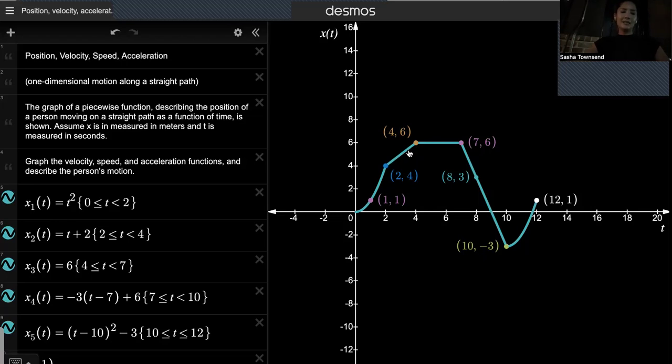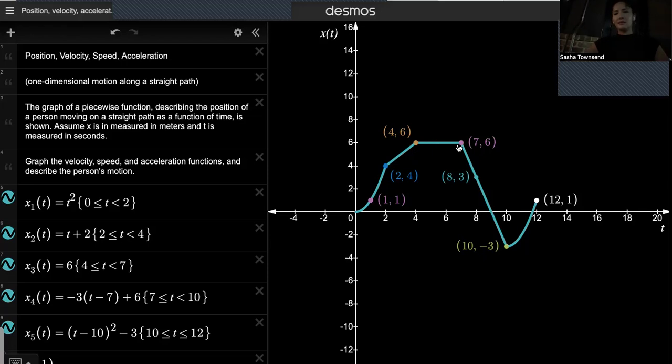And you can imagine if this were extended beyond t equals 2 and t equals 4, that line is going to cross what would traditionally be the y-axis at x of t equals 2. So the equation is the independent variable plus 2, or t plus 2 in this case, but we're only interested in the part between t equals 2 and t equals 4.